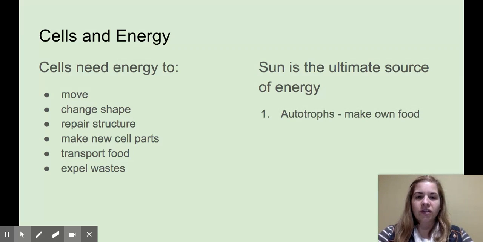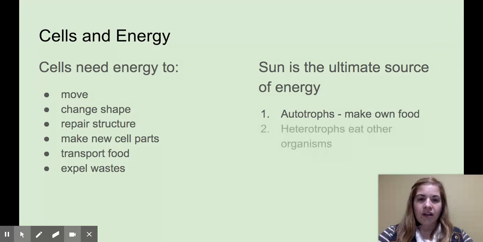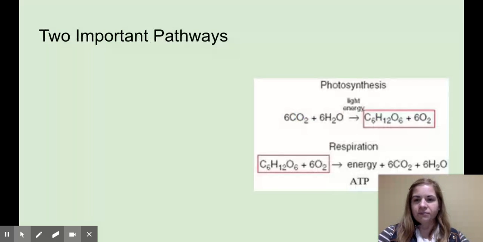So initially, if you have an autotroph, so this would be an organism that makes its own food, an autotroph is going to get its energy directly from the sun. Now, if you have a heterotroph, well, they're not making their own food. Instead, they're getting their energy by eating other organisms. So you and I would be considered heterotrophs.